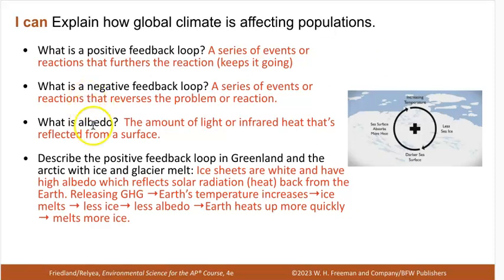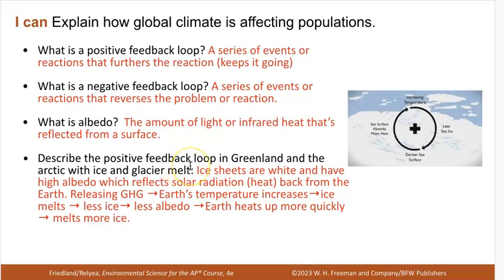Okay, so albedo is the amount of light or infrared heat that's reflected from a surface. Let's talk about the ice feedback loop, which is kind of the famous feedback loop, either in Greenland or in the Arctic or even Antarctica.